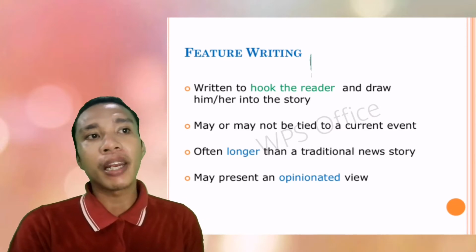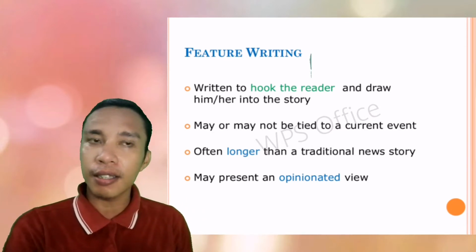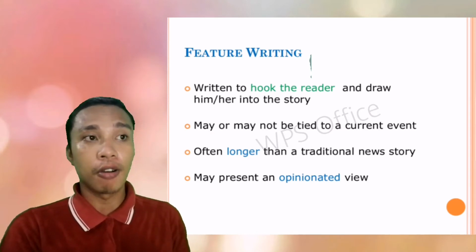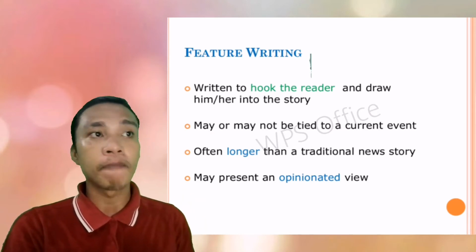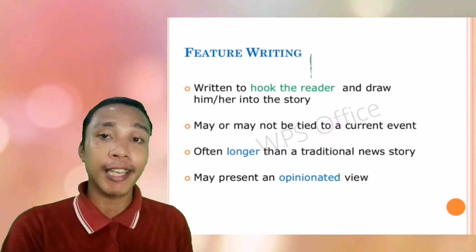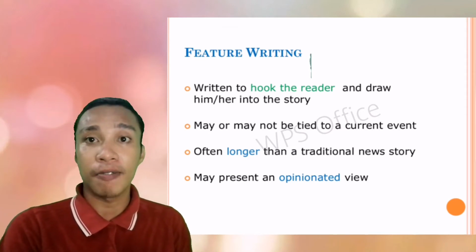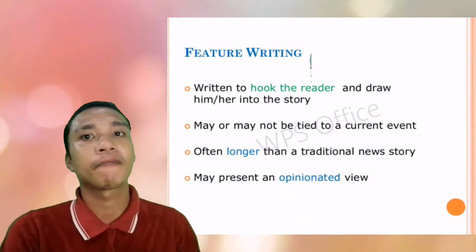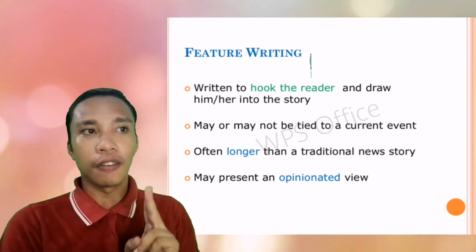It also may or may not be tied to a current event. So it doesn't necessarily mean, unlike a news story, that it has to be current events. Most of the time it's current events, but when it comes to feature story or feature writing, it doesn't have to be that way. Even if your subject is about history, then you can talk about it. That's actually one of the essence of feature writing.